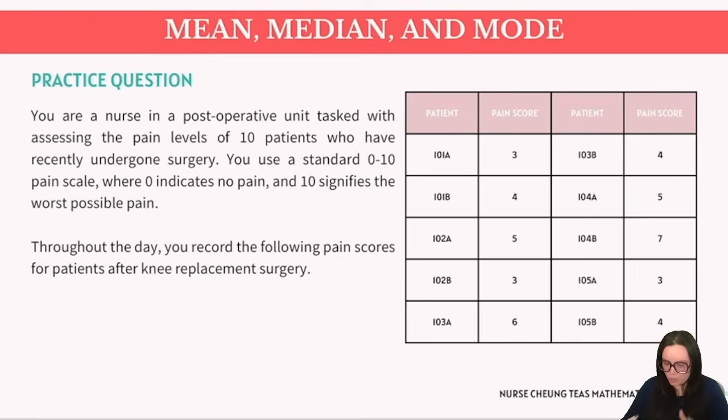Our first practice question is, you are a nurse in a post-operative unit tasked with assessing the pain levels of 10 patients who have recently undergone surgery. You are using a standard 0 to 10 pain scale where 0 indicates no pain and 10 signifies the worst possible pain. Throughout the day, you record the following pain scores for patients after knee surgery. As we can see here, we have our patients' rooms, which really isn't something we have to worry about when finding mean, median, and mode, but we have pain scores. These are the ones that are going to be important.